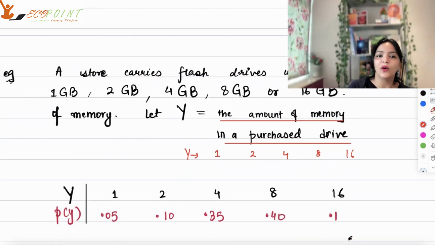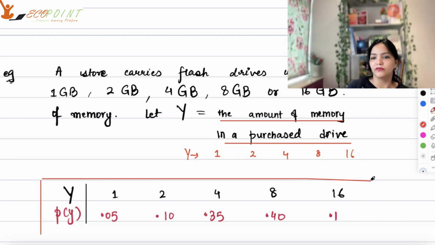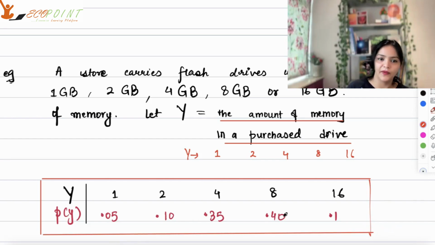So y can take values 1, 2, 4, 8, 16 and suppose the probability attached to each of these values is the following. So this is the probability mass function. 1 comes with probability 5%, that is 0.05, 2 with 10%, 4 with 35%, 8 with 40%, 16 with again 10%. So please try to understand here. This basically means that from this shop, when we are taking the data, 5% of the people are taking 1 GB hard drive, 10% taking 2 GB, 35% taking 4 GB, 40% taking 8 GB, 10% again taking 16 GB. And this total will surely be equal to 1 because this is how the data is divided. Because we just have 1, 2, 4, 8, 16 GB drives.